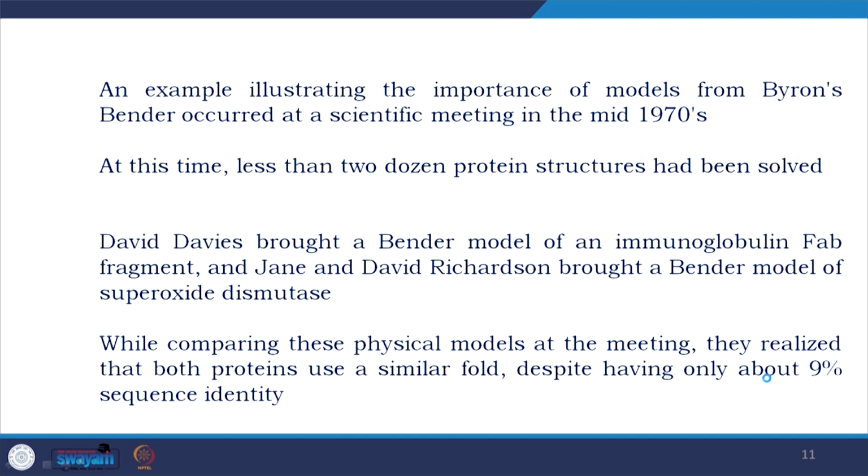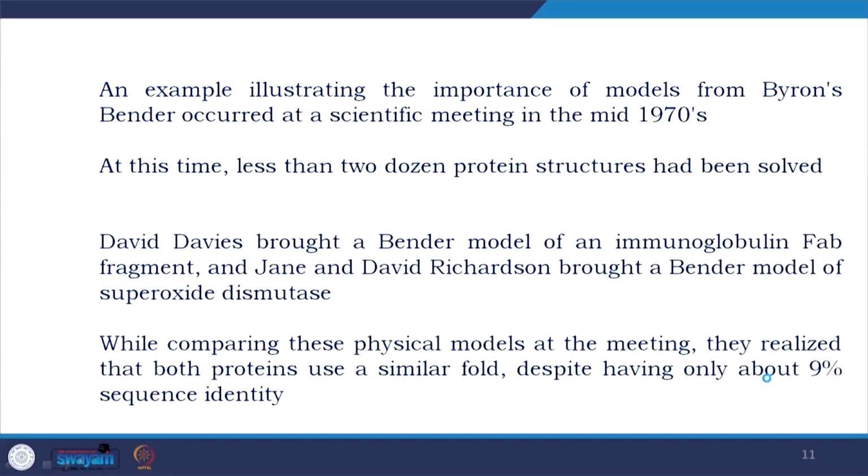While comparing these physical models at the meeting, they realized that both proteins use a similar fold despite having only about 9% sequence identity. At that time, computational sequence alignment and structure comparison were not available. David Davies' group had solved the immunoglobulin structure, and David Richardson's group had solved the superoxide dismutase. But when both structures were given to them as Byron's Bender models, you look at the physical models and you realize these two models are very similar.